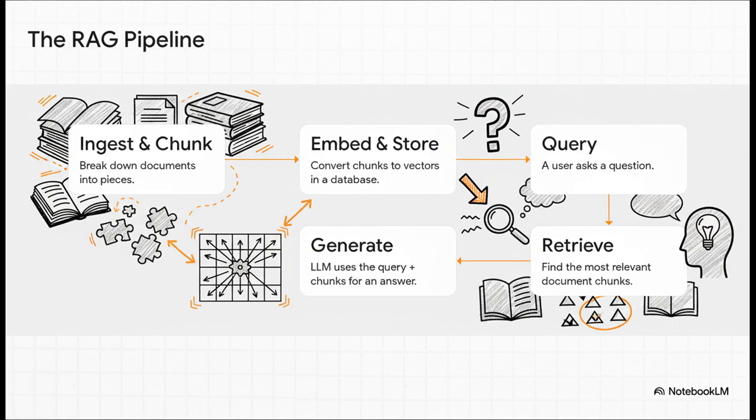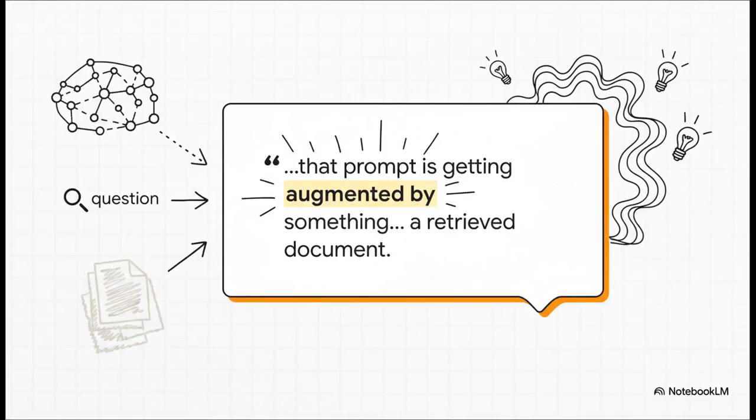And finally, the really important part, the LLM gets your original question plus those super relevant chunks you just found. With all that, it can give you a much more accurate, fact-based answer. And this quote really nails it. The key idea is that the prompt the AI sees isn't just your question anymore. It's been augmented. It's your question plus a perfectly relevant retrieved document. This is how you give the AI access to a gigantic amount of knowledge while keeping its little workbench, its context window, nice and clean.